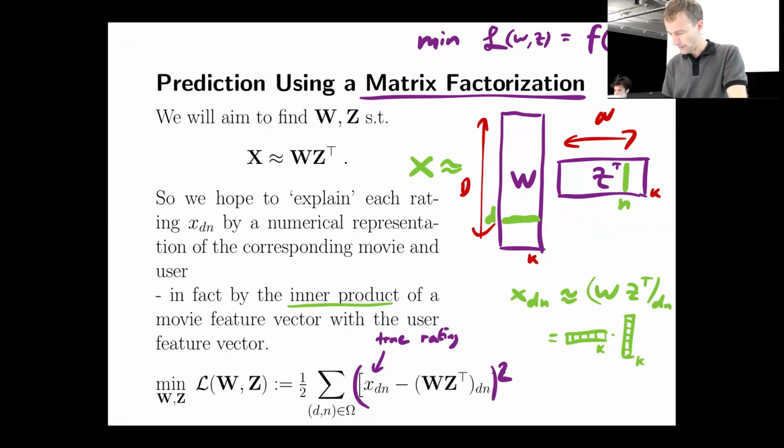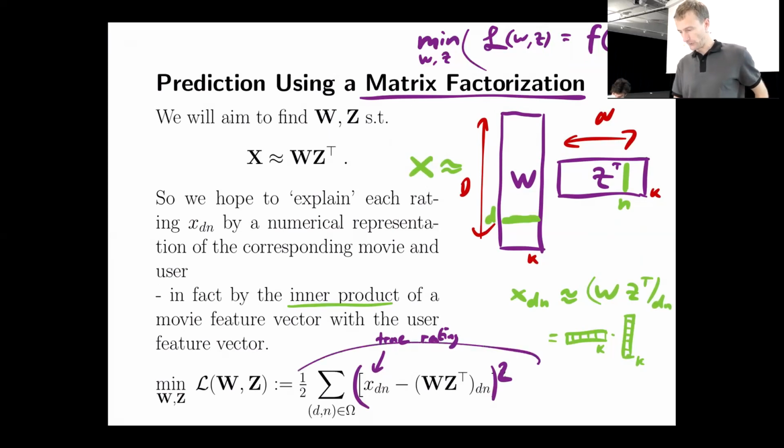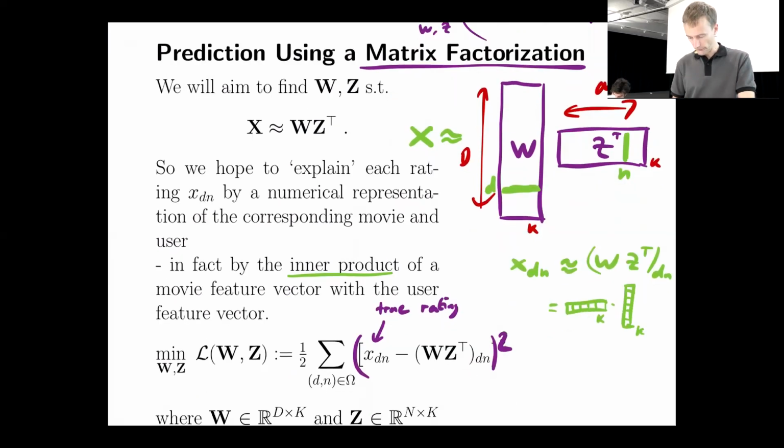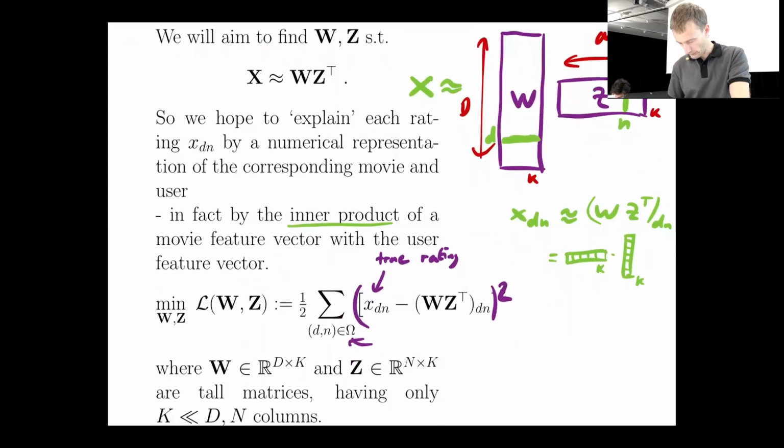So for any f of this form, that's what we say is a matrix factorization. When you train your model like this by minimizing over W and Z, these two matrices, a loss function of this form. And of course, that's the case here. So here what f does is it takes these predicted entries and compares them to the true rating, and it only sums this up over the observed entries, observed pairs n and d. So these are the observed.